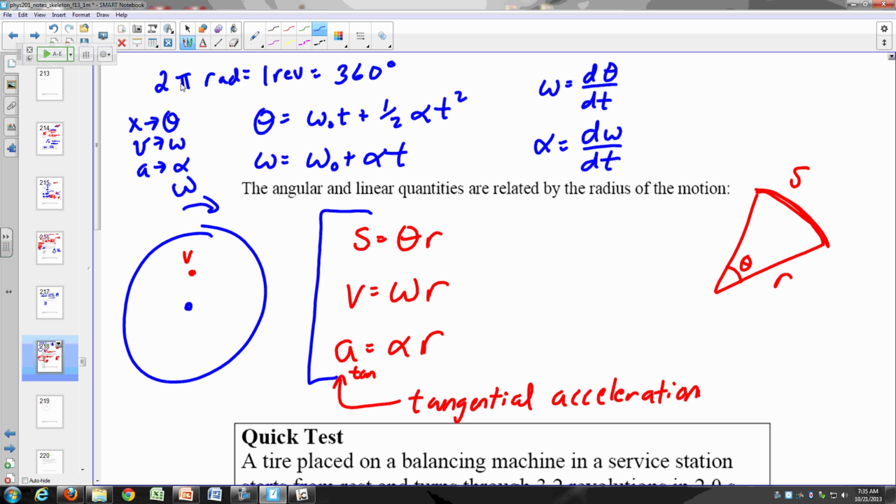So for example, if I have an angular position here, theta, I move through a certain angle theta, then this distance, say I have a particle that's moving along this semicircular path, is equal to theta times r. Y'all probably seen that before in high school geometry. Arc S is equal to theta r. And in a similar way, we can relate our velocity and our acceleration just by multiplying the angular quantities by the radius.